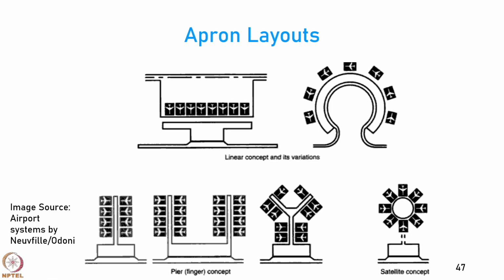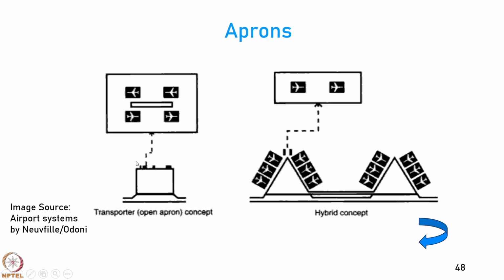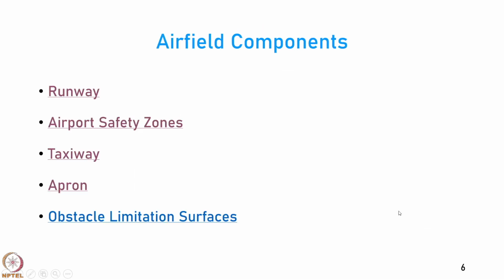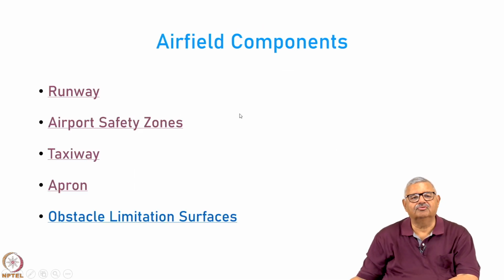It all depends upon the availability of the land at the airport and the way the airport planners plan this layout. You could also have many different types of layouts. As you can see, this is a hybrid concept. There are some parked here on the pier and then there are some which go here. So, this is the apron, and finally we come to the obstacle limitation surfaces.